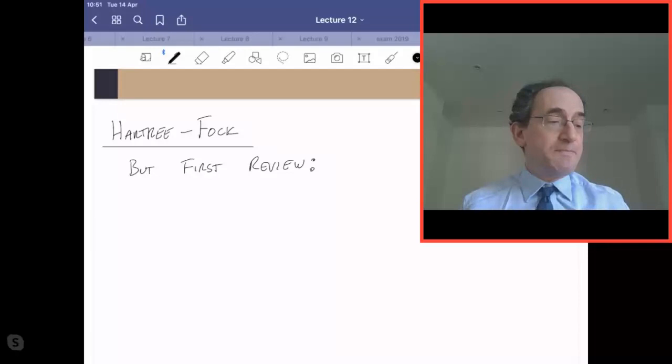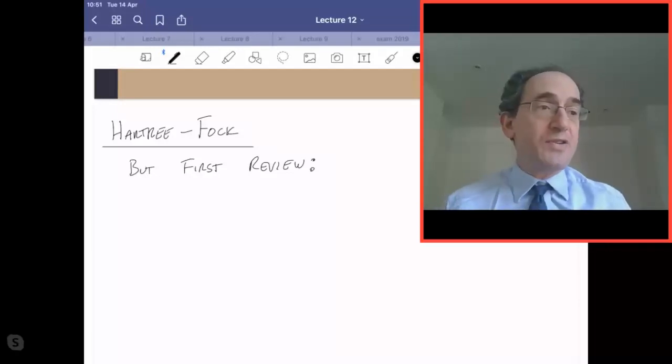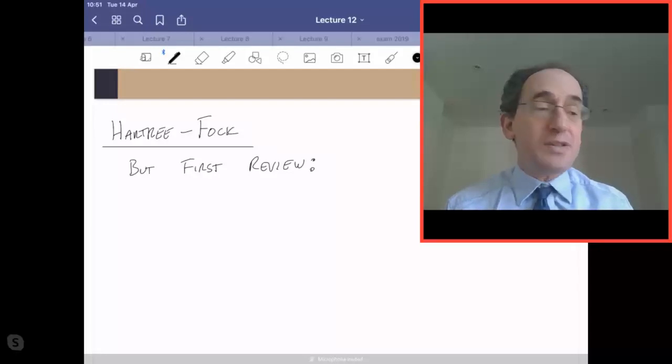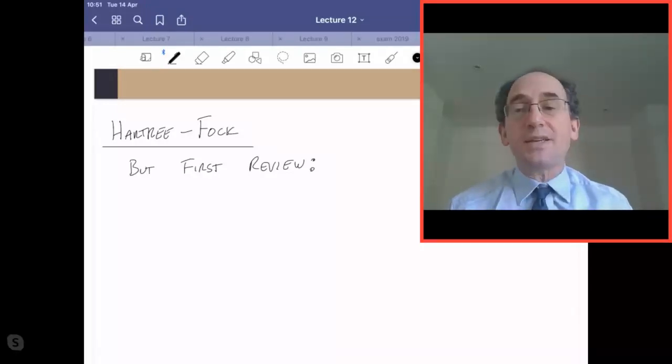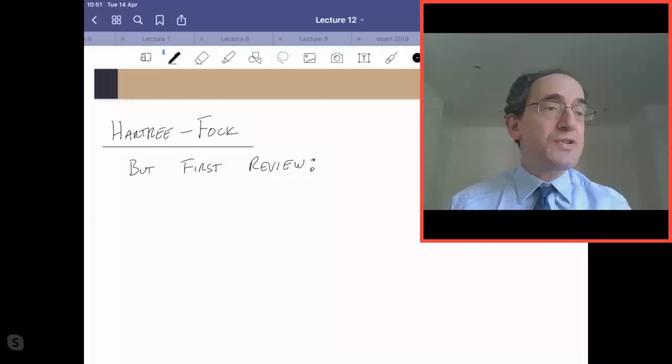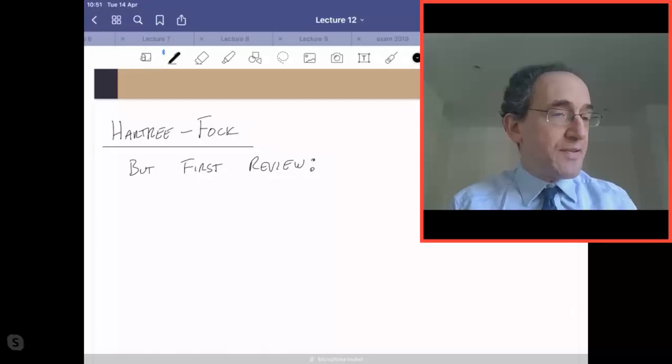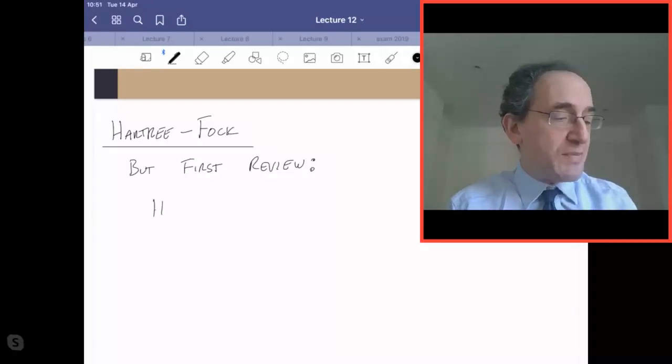Welcome back. Topic of today's lecture is going to be Hartree-Fock. We're considering systems of interacting fermions. Before launching into Hartree-Fock, which is a pretty big subject, let's do a little bit of review of what we discussed last time about interacting fermions. So we wrote a general Hamiltonian as a non-interacting piece plus an interacting piece.